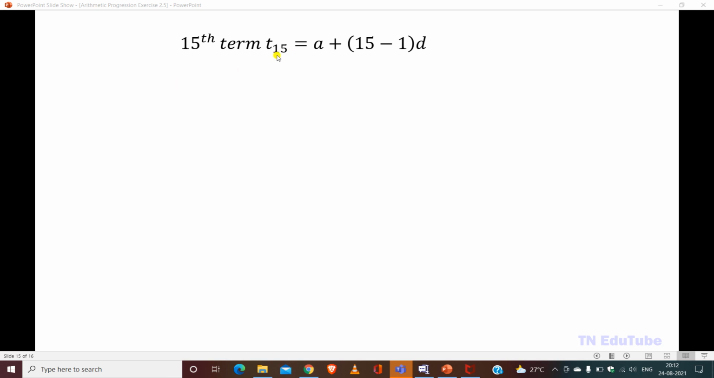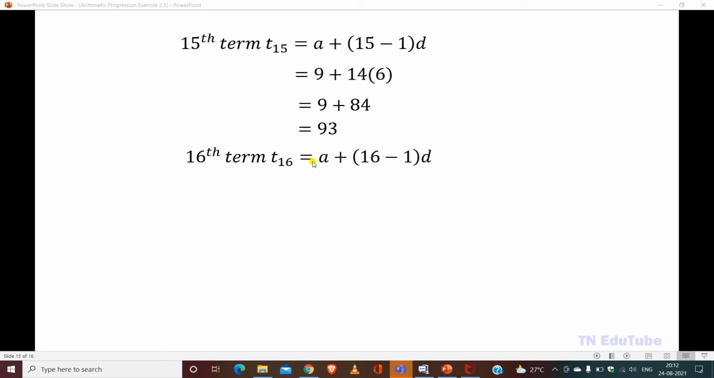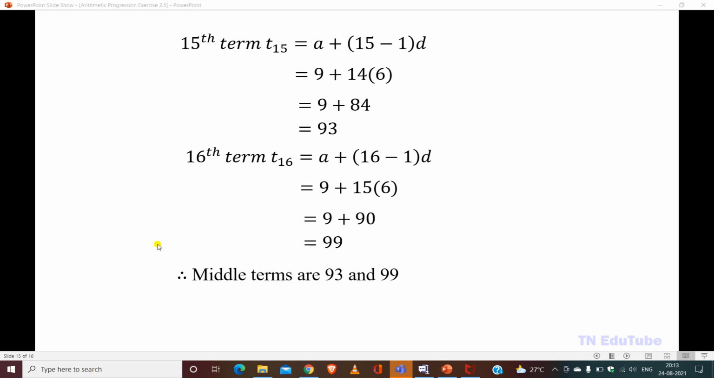The 15th term, T15, is equal to A plus 15 minus 1 into D, that is A plus 14D. A is 9 and D is 6. When substituting and multiplying 14 into 6, you get 84. Adding, you get 93. The 16th term, T16, is equal to A plus 16 minus 1 into D. Substituting the values for A and D, you get 9 plus 15 into 6. 15 into 6 is 90. When adding, you get 99. So the 15th and 16th terms are the middle terms. The answer is 93 and 99.